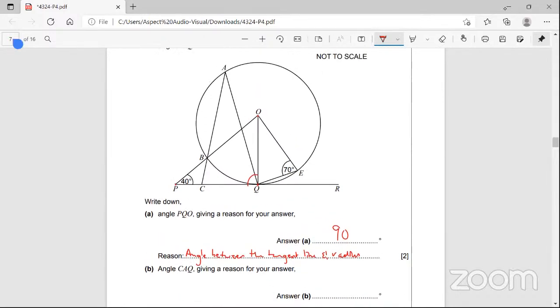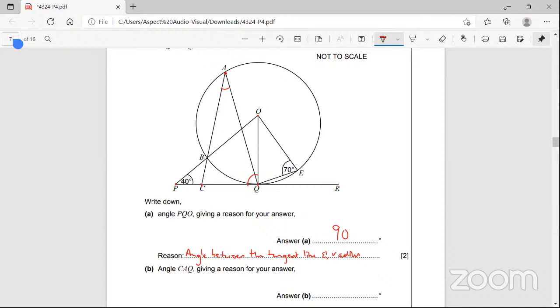CAQ. So we are looking at angle CAQ. Now, people, very important, when they give you three letters, the angle is where the letter is in the middle. But you must also look at the other letters where it's coming from, because then it tells you the size. Are we together? So it's CAQ. We are looking at this angle here. Angle CAQ. What is that angle going to be?